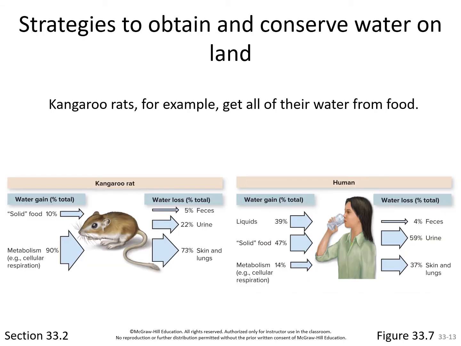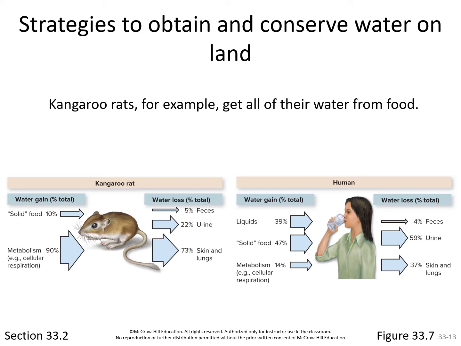Okay, so there are other strategies that obtain and conserve water on land. So if you look at us on the right, humans, how do we get our water? 39% by liquids, believe it or not, 47% by solid food. And our cellular respiration actually generates some water. So what's our water loss? 59% through the urine, 37% through the skin and lungs. So even if you were in a situation where you were really dehydrated and your body stopped urinating, you're still going to lose water through the skin and particularly through exhaling.